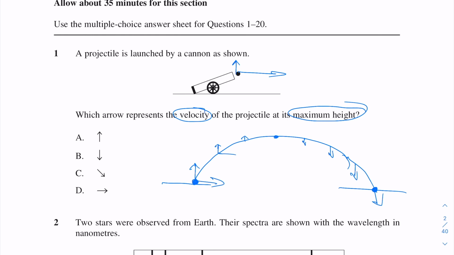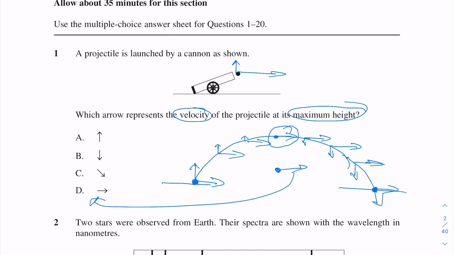However, the horizontal component should stay the same because we ignore air resistance and all other factors that may lead it to slow down or increase. And thus, we can see at its maximum height here, we only have this rightward arrow. And that directly links to D.